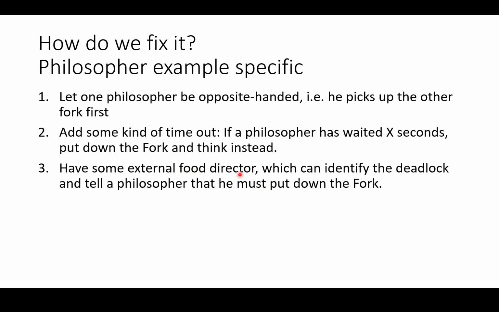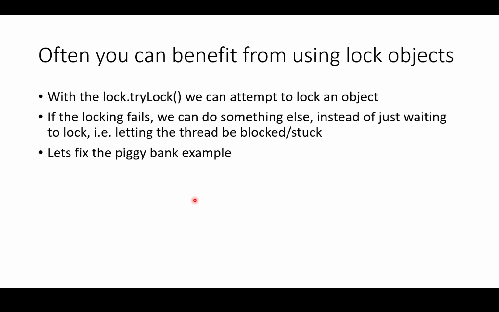But we could have this third guy, which is actually what leads us to the livelock later on. We have some kind of observer or monitor thing that keeps track of whether they are in a deadlock or not. Alright, so we fixed the philosophers example pretty easily, and we can fix the piggy bank with this thing here.